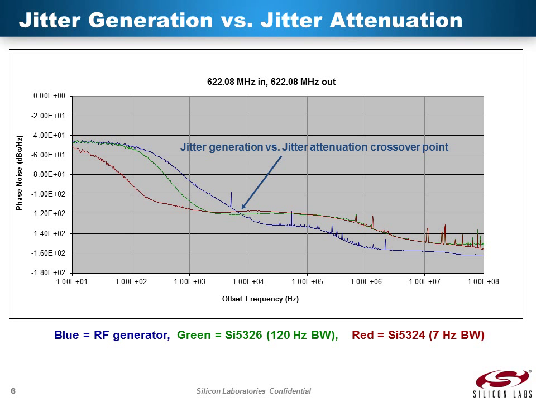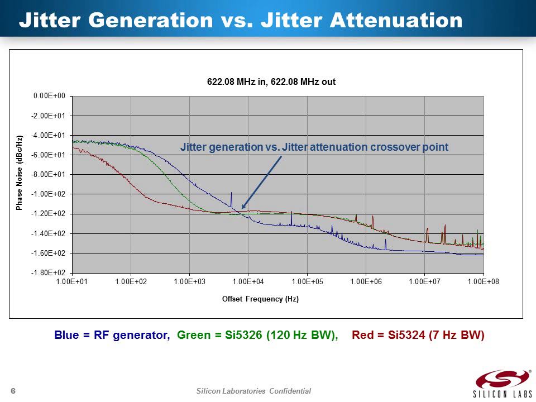And it's also connected to an SI 5326 jitter attenuation PLL with a loop bandwidth of 120 Hz, shown in the green trace. The output jitter of the RF generator and the two PLLs are superimposed upon one another. The red curve, which is the lowest bandwidth jitter attenuator, has the best phase noise performance close to the 622.08 MHz carrier.